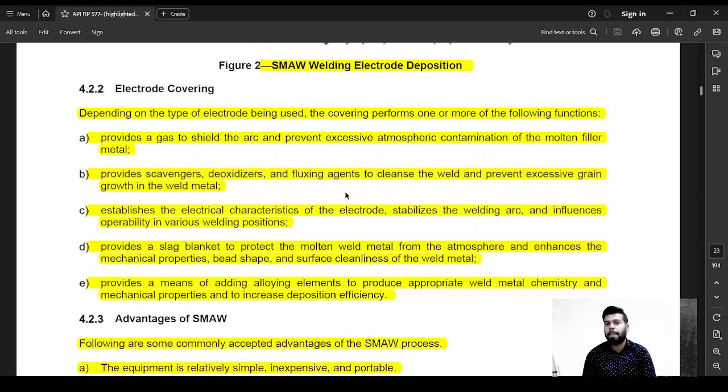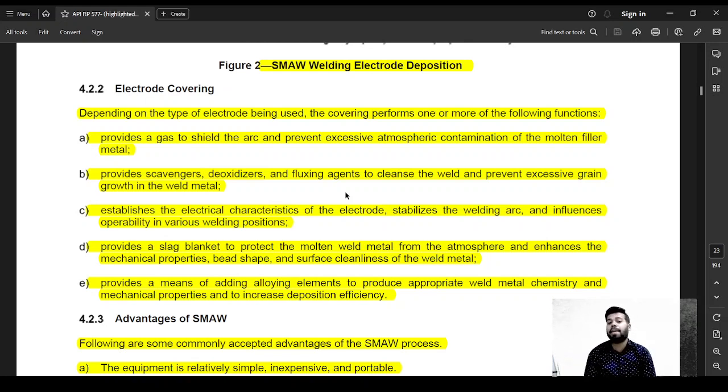It depends on the number that is written on the electrode, but it provides gas to shield the arc and prevent the atmospheric contamination of the molten filler metal, provides scavengers, deoxidizers, and fluxing agents to cleanse the weld and prevent the excessive grain growth in the weld metal, establishes electrical characteristics of the electrode, stabilizes the welding arc, and influences the operability of various welding positions.